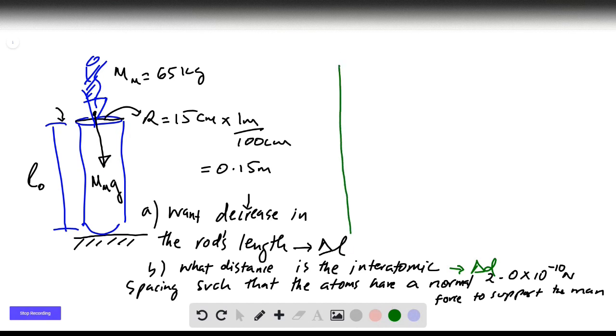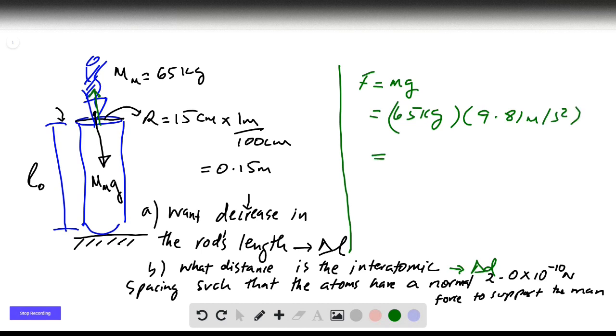So for the initial part of the problem, again, we use equilibrium such that the force that's being applied upwards, that's supporting the weight, F equals mg, and the mass of the man is 65 kilograms. We multiply that by the acceleration due to gravity, 9.81 meters per second squared, and that gives us 637.65 newtons. That's this force right here. And the question is, we want to calculate the percent decrease in length.